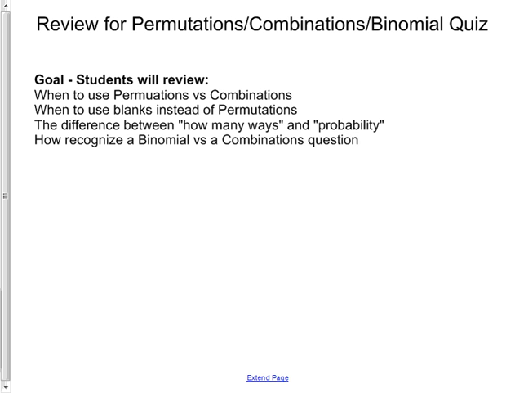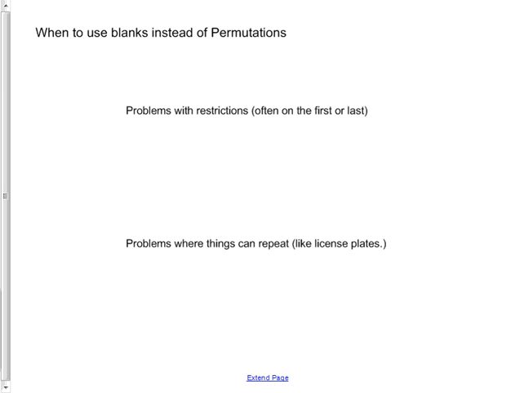Then what else do we got to talk about? We've got to talk about when to use those blanks instead of permutations. So let's talk about that again. Problems with restrictions. Like I've got Bob, Sue, and Sally, and I've got these three people. If I said that I have to arrange them, but that Sue had to be first.